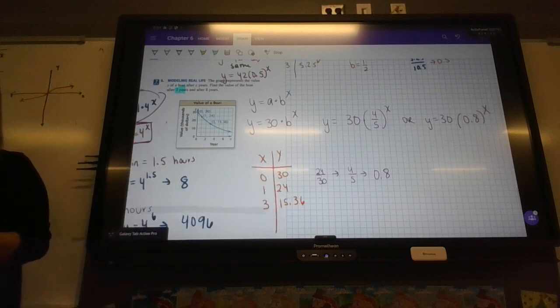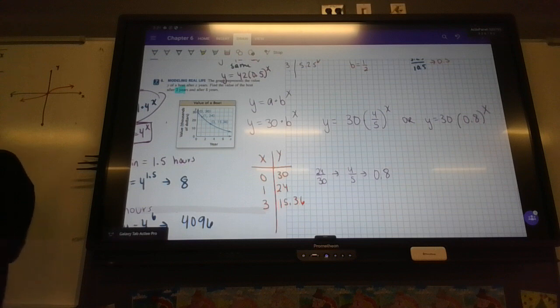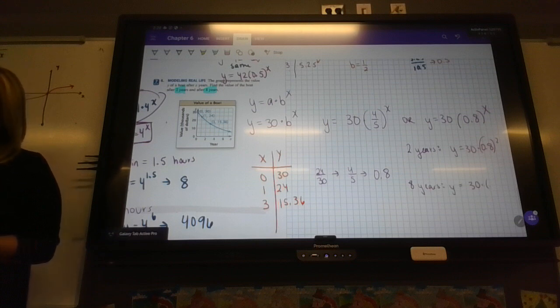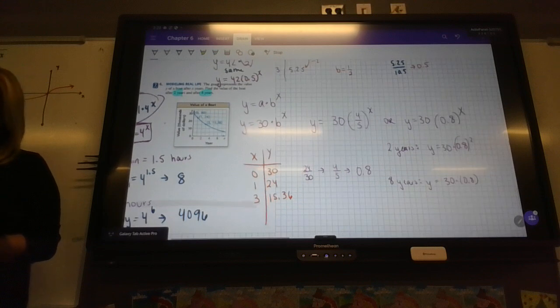Okay, we still have to answer it. It says find the value after 2 years and then again after 8 years. So 2 years would be 30 times 0.8 squared. And 8 years would be 30 times 0.8 to the 8th.